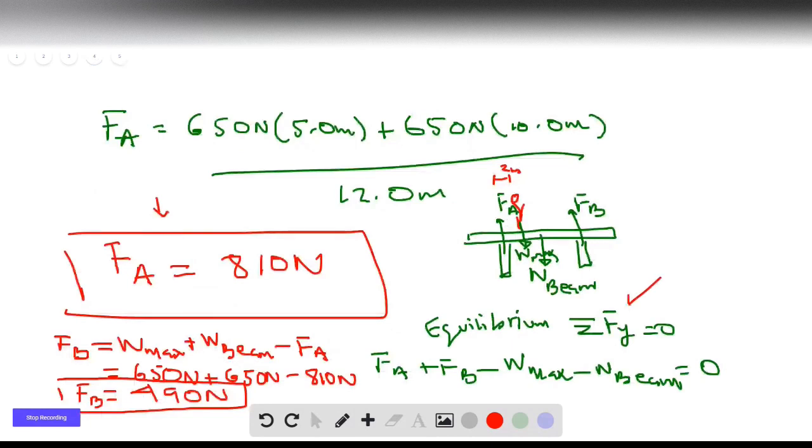Finally, the equilibrium in the y direction is 0. So we introduce the force due to A, the resistance upwards, plus the force due to B. Those two are positive because they're pointing upwards. And then the weight of the person and the weight of the beam are pointing downwards, so those are negative. We rearrange the problem, focusing on B, solving for B. We got 490 newtons. So hope you enjoy the problem.